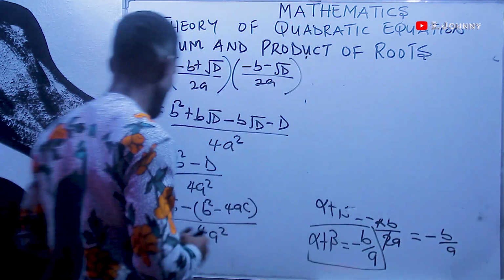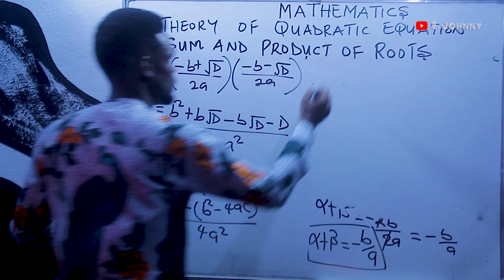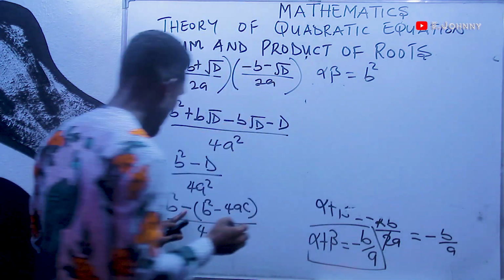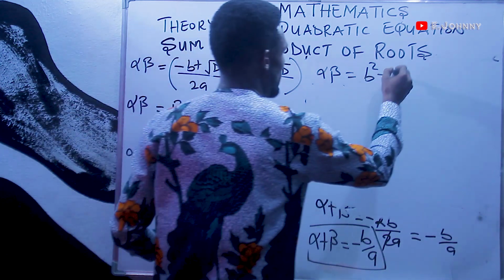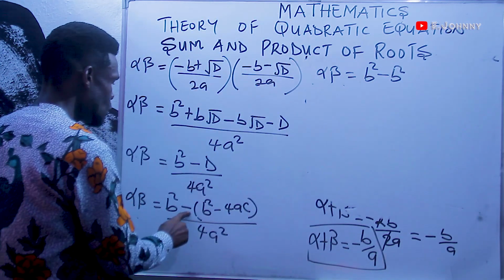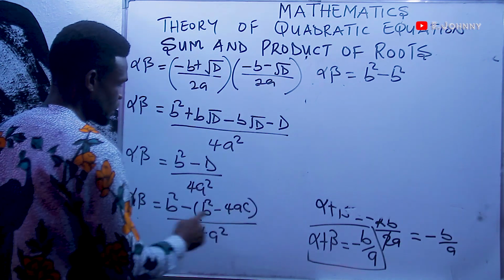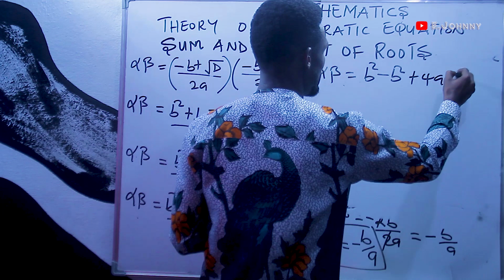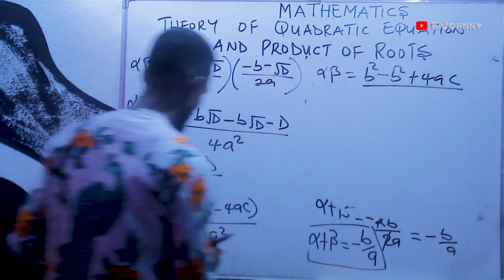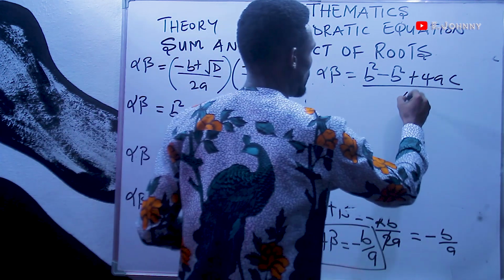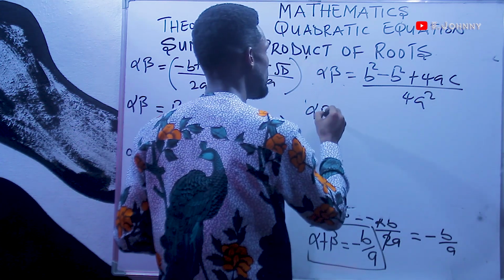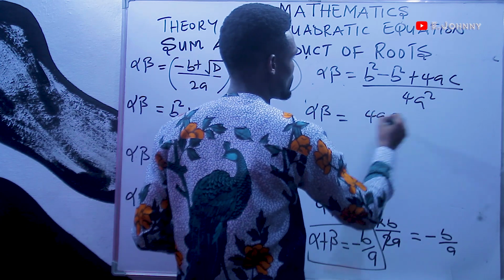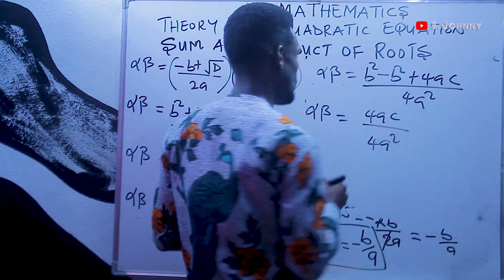Having gotten that, we now have that alpha beta is equals to b squared minus... times b squared is minus b squared. Minus times minus 4ac, minus times minus is plus, then 4ac plus 4ac, divided by 4a squared. So that alpha beta is b squared minus b squared is gone. We are left with 4ac all over 4a squared.